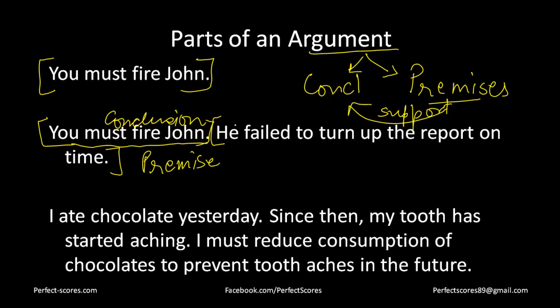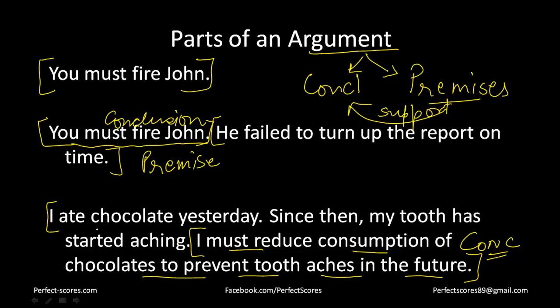Here is another example for you. I ate chocolate yesterday. Since then, my tooth has started aching. I must reduce consumption of chocolates to prevent toothaches in the future. Now, in this example, when you say I must reduce consumption of chocolates to prevent toothaches in the future, you are asserting something, so that becomes the conclusion of this argument. And what are you giving to support? You are giving an instance where you ate chocolate and then your tooth started aching. So that is the premise.